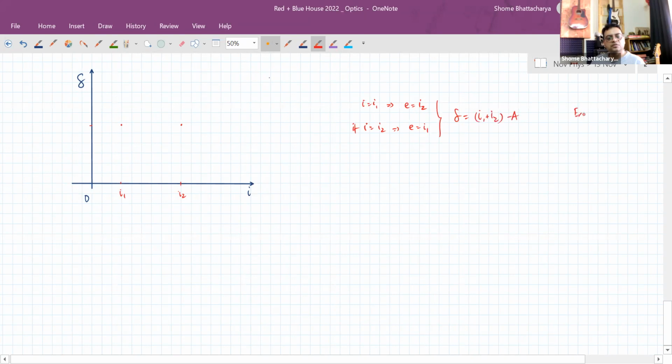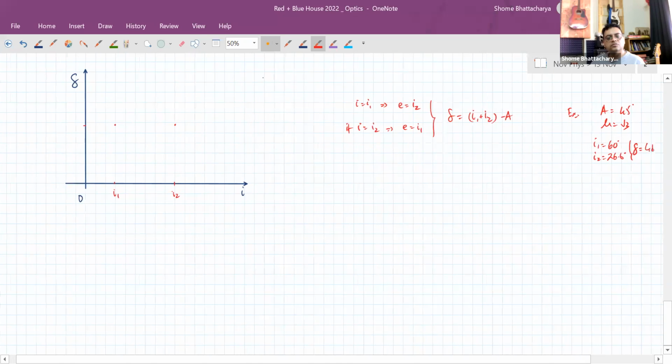Okay, so for example, when we had that situation where the angle of the prism was 45, mu was root 3, I1 was 60 degrees, I2 was 26.6 degrees, and the deviation was 41.6. Okay, so this sequence will repeat in such a way that the graph follows this kind of a pattern.